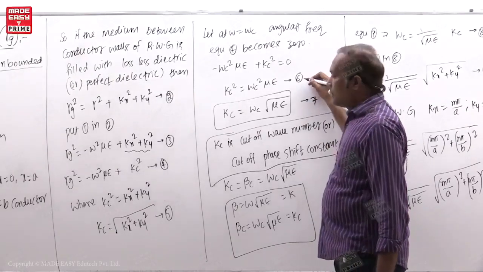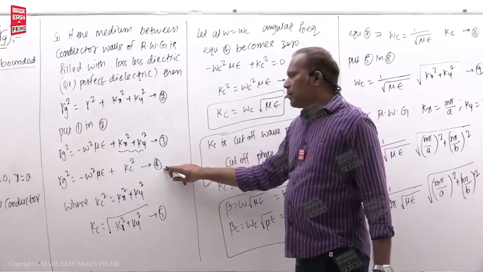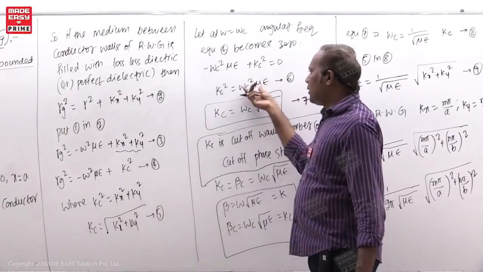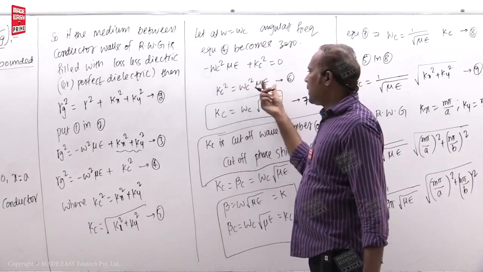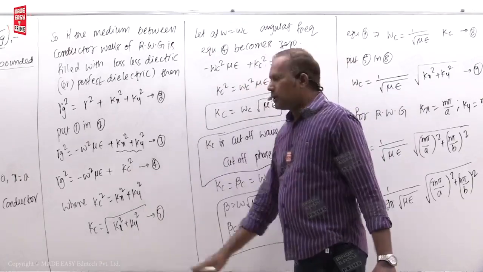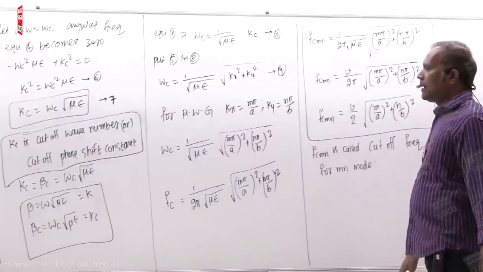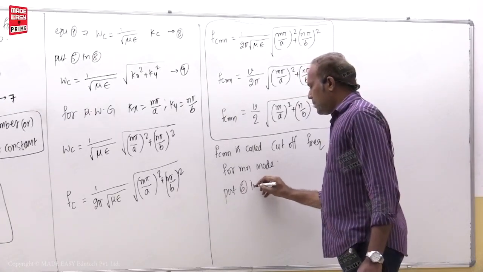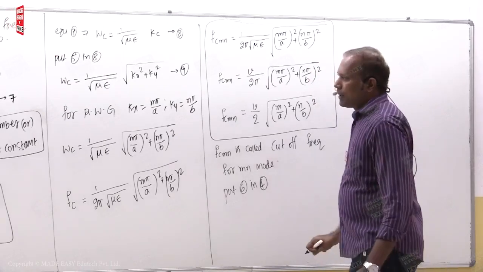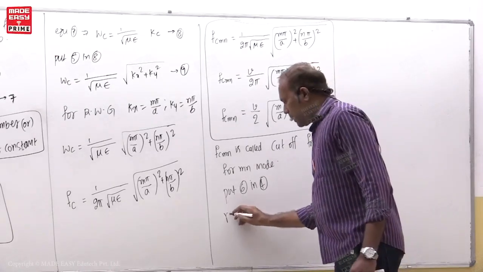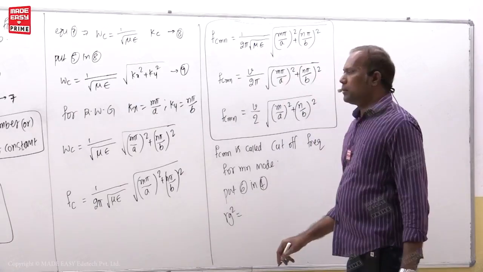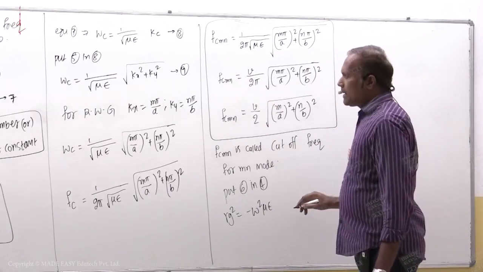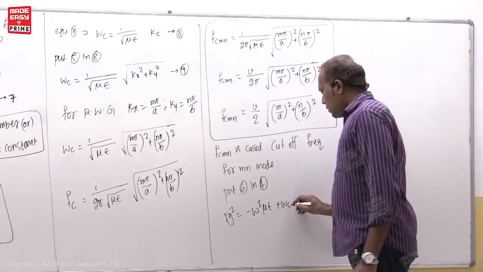Here, equation 6 you substitute in equation 4. That means substitute kc square in terms of omega c square mu epsilon. In terms of omega c you substitute. So put 6 in 4. Put equation 6 in equation number 4. Then gamma g square is equal to minus omega square mu epsilon. Then kc square is nothing but omega c square mu epsilon.